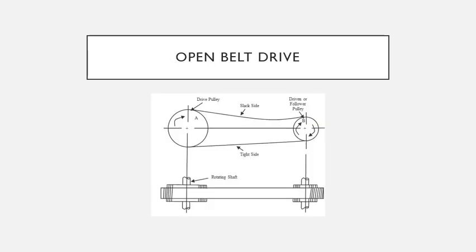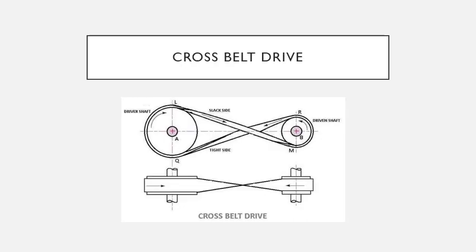And this is the first type of belt drive. Open belt drive is used with shafts arranged parallel and rotating in the same direction. So if the shafts are rotating in the same direction, then we use this type of belt drive. And cross belt drive is used when shafts are arranged parallel and rotating in the opposite direction. So when the shafts are rotating in the opposite direction, then this type of arrangement is used. This is rotating clockwise, this is rotating anti-clockwise, so we have to cross the belt.